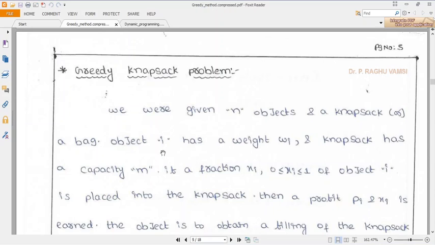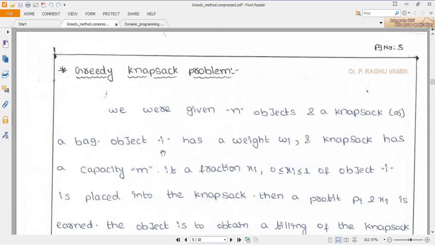So your task is to place as many objects in the bag as possible, and thereby increase the benefit, and at the same time you should not cross the capacity of the bag. That means the holding capacity of the bag. So this is the idea of the knapsack problem.